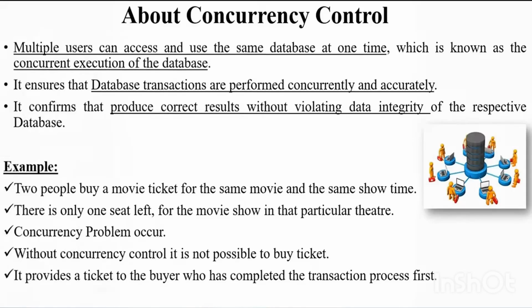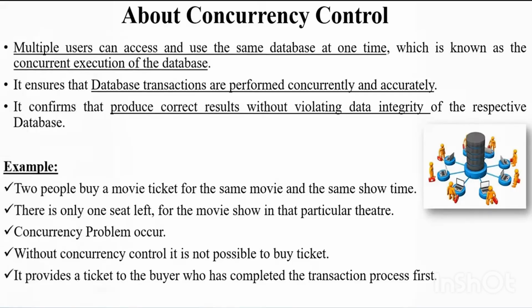Hi everyone. Today let us discuss the topic of concurrency control in database management systems. Concurrency control allows multiple users to access and use the same database at one time, which is known as concurrent execution of the database. It ensures that database transactions are performed concurrently and accurately, and produce correct results without violating the data integrity of the respective database.